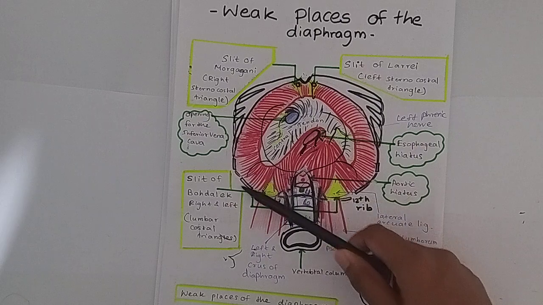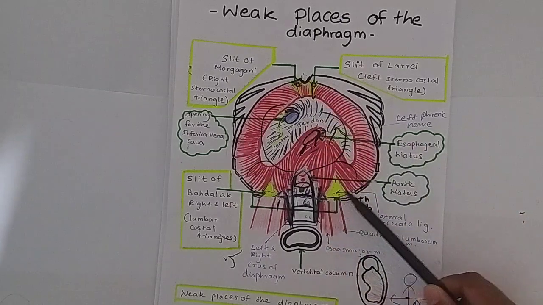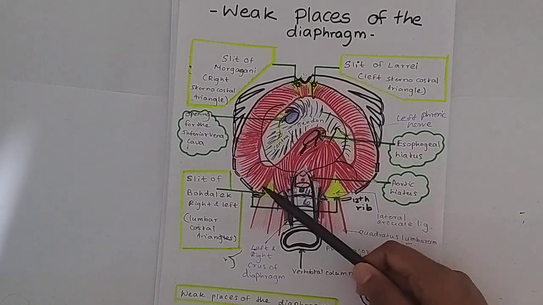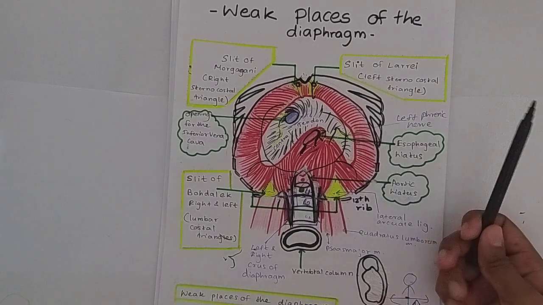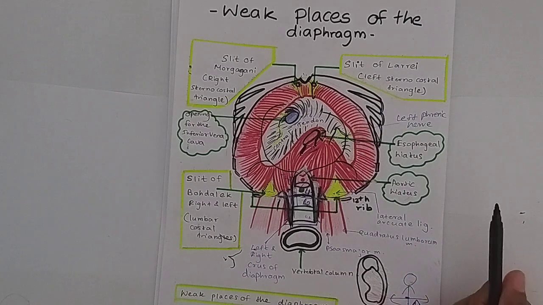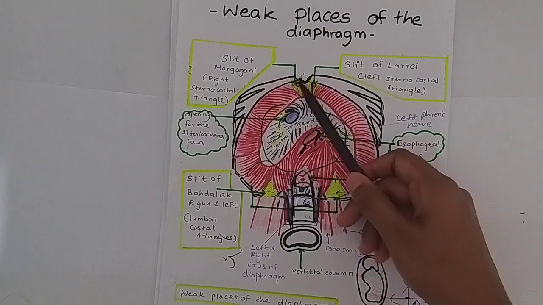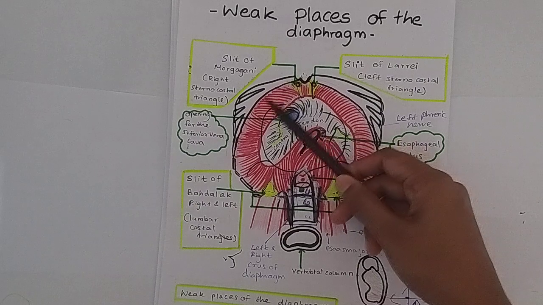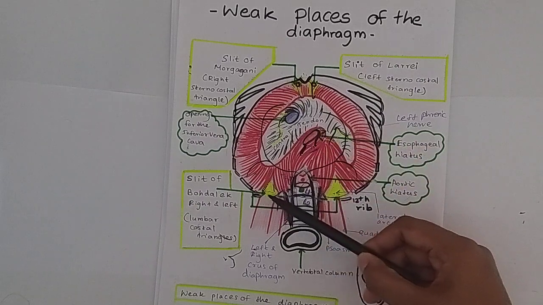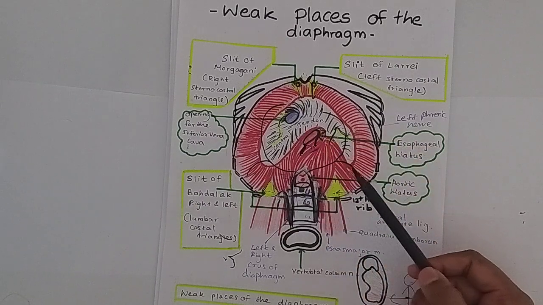So what is this margin? This is the margin of the diaphragm which gives rise to the diaphragm, right? That is the inferior thoracic aperture. What does inferior thoracic aperture mean? That is the lowermost margin of the thoracic cavity, which contains anteriorly the xiphoid process, and here the 7th to 10th costal cartilages, and here the 11th and 12th ribs, and posteriorly the lumbar vertebrae.